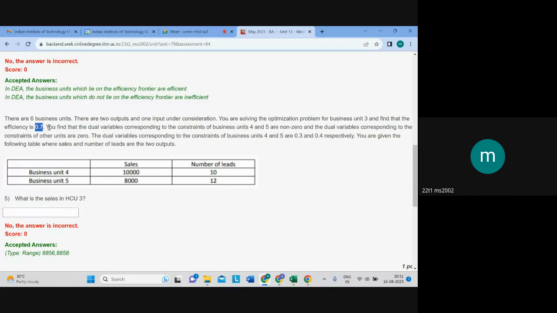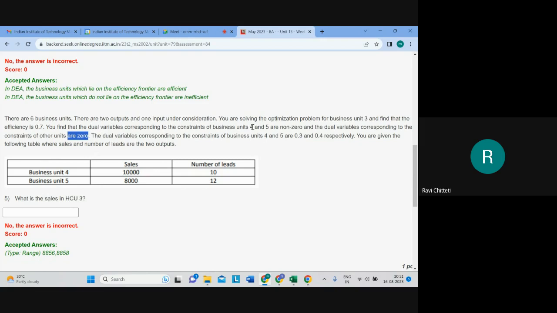Why composite? Because it is taking into play multiple non-zero shadow variables. Yes. Here we have two; generally, it will be two. So you are going to find that HCU, which is going to lie somewhere between 4 and 5. It is derived out of business units 4 and 5. Therefore, it is a hypothetical composite unit. The other dual variables corresponding to the constraints are 0. So only these two are non-zero.